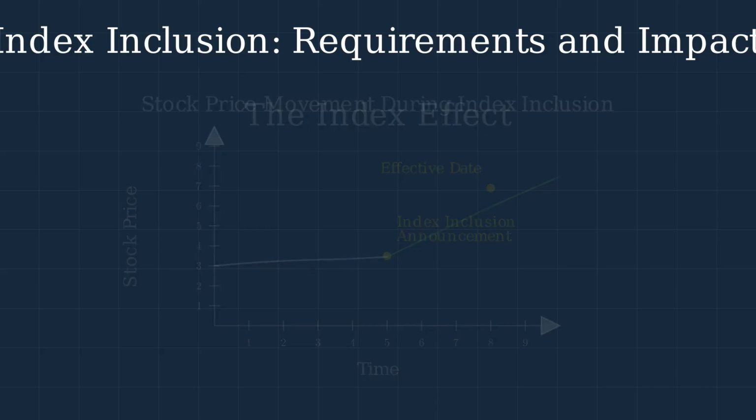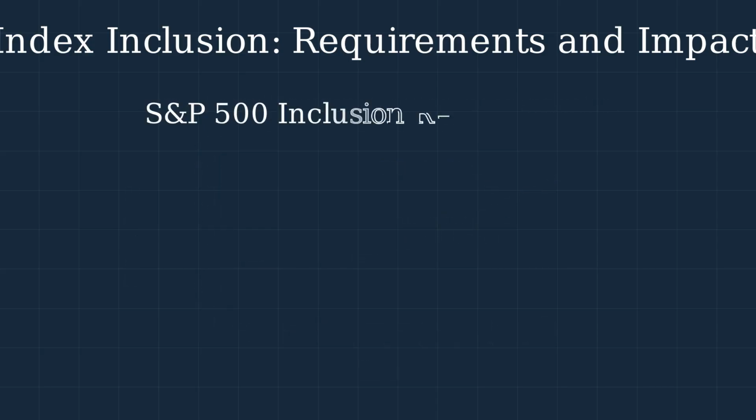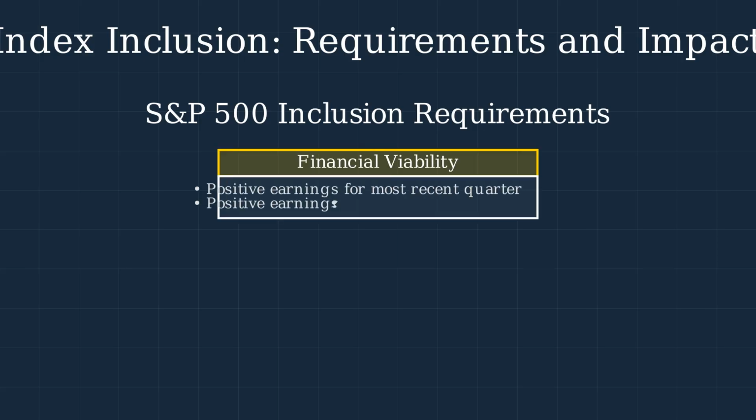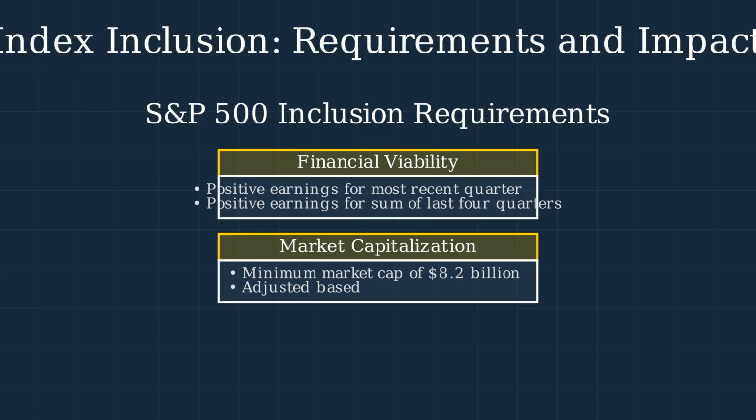Let's examine the specific requirements for inclusion in each major index. The S&P 500 has specific quantitative requirements for inclusion. Companies must demonstrate financial viability with positive earnings for the most recent quarter and the sum of the last 4 quarters. Companies need a market capitalization of at least $8.2 billion, though this threshold is adjusted periodically based on overall market conditions.